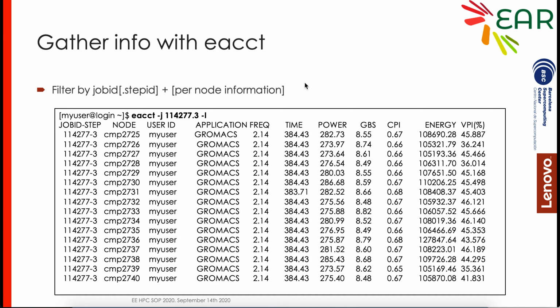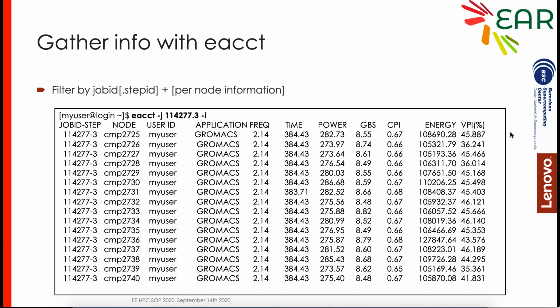So you can see, for instance, the job and step IDs, the node, the user ID, the application name, the average frequency, which could be potentially different from the selected CPU frequency. Basically, in those applications that are using extensively AVX 512 instructions, the execution time, the power per node, the memory bandwidth, the CPI, the energy. So for instance, when you are not asking the per node information and you ask the average for the whole application, the energy is not the average, it's the accumulated energy.